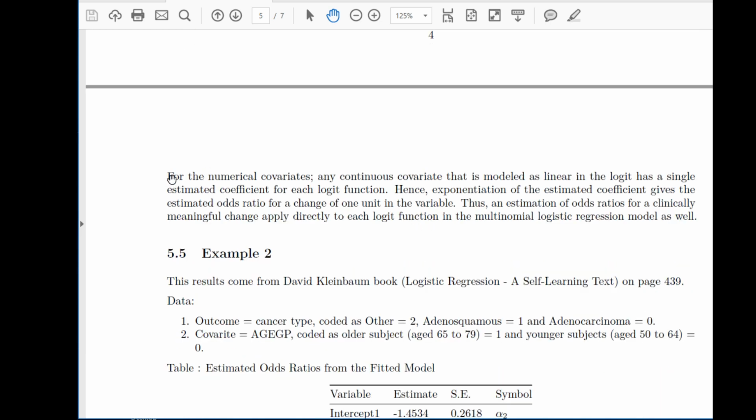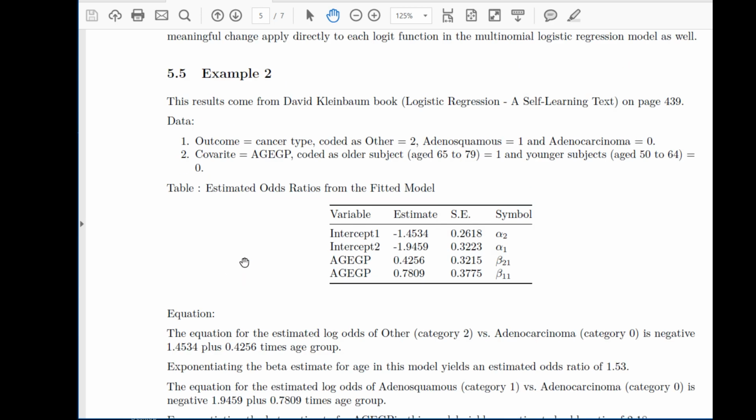And for the numerical covariate, we know about this. Any continuous covariate that is modeled as linear in the logit has a single estimated coefficient for each logit function. So if you exponentiate the estimated coefficient for a numerical covariate, it gives the estimated odds ratio or estimated relative risk ratio for a change of one unit of the numerical covariate, right? So now let's go to example number 2.